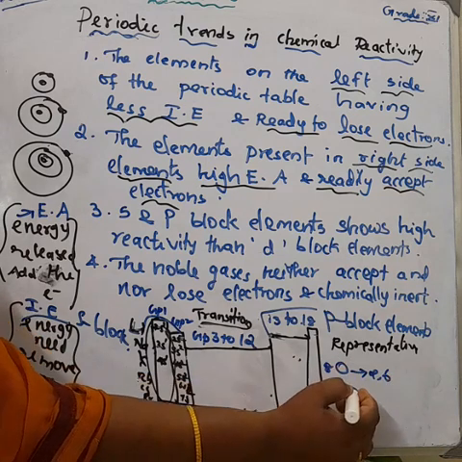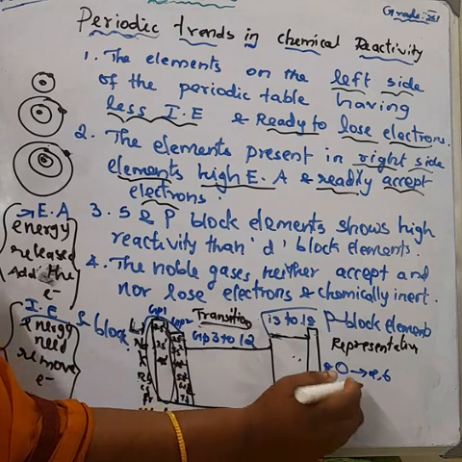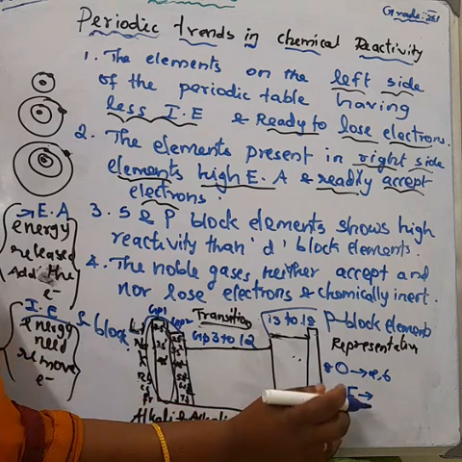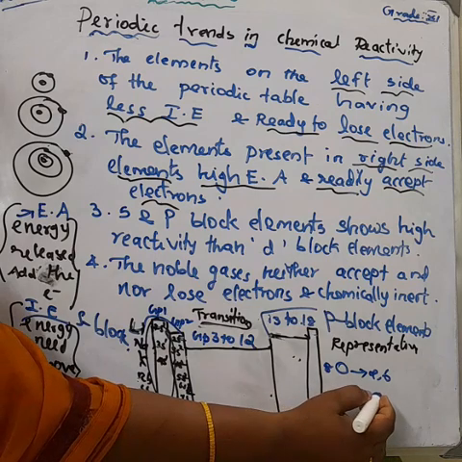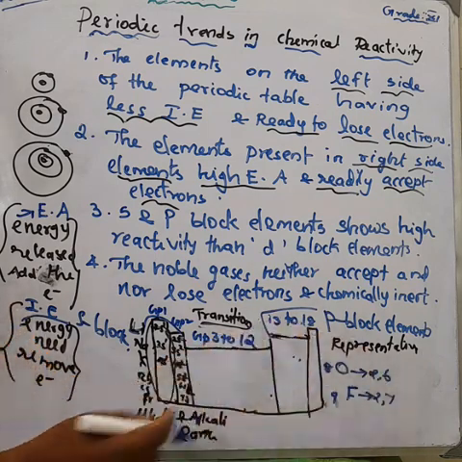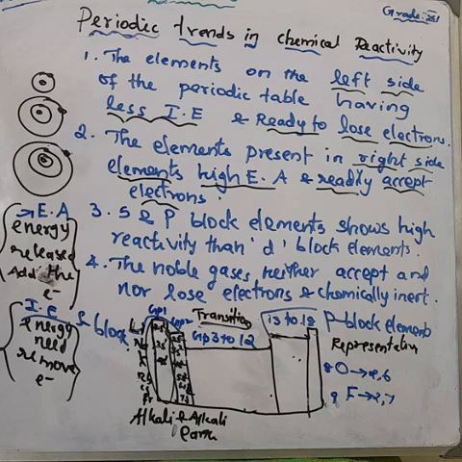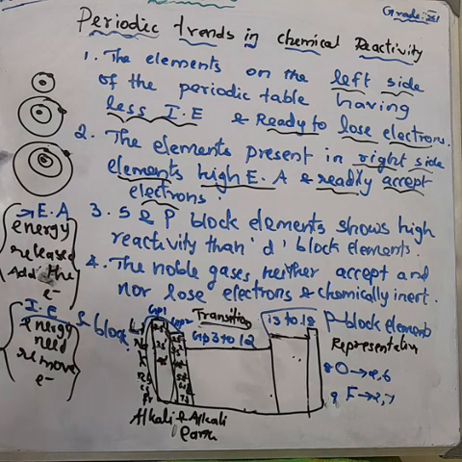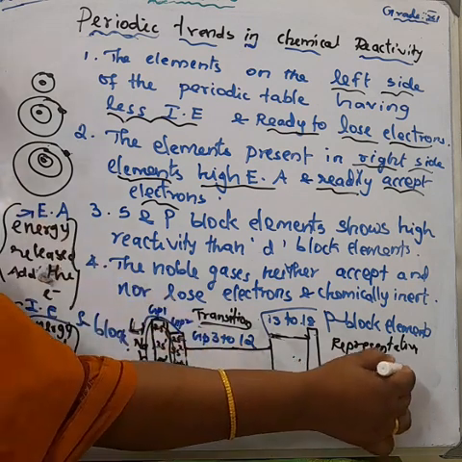Similarly, for group 17 elements, I am taking fluorine, chlorine, bromine, iodine. Taking one example, fluorine: what is the atomic number of fluorine? 9. Electronic configuration 2,7. So it always gains electrons, it always accepts electrons to get the stable octet configuration.